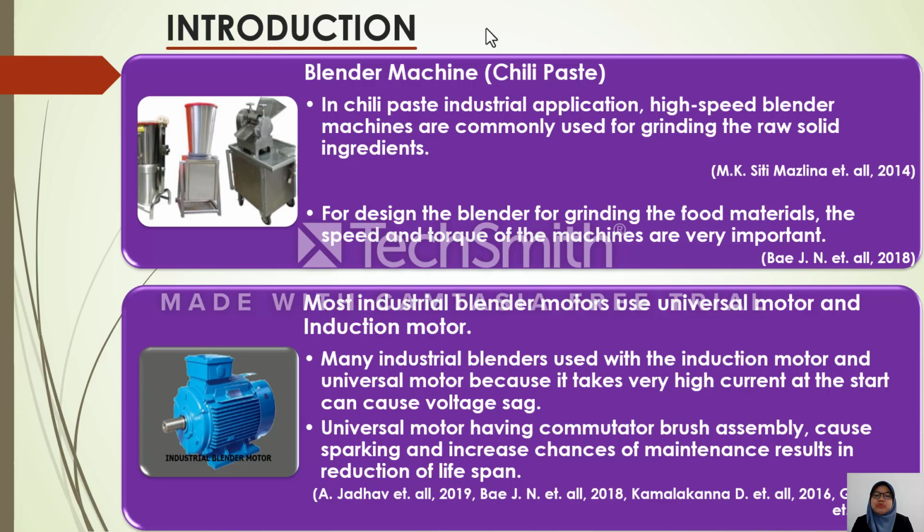Most industrial blender motors use universal motors and induction motors. Many industrial blenders use induction motors and universal motors, but an induction motor takes very high current at the start, which can cause voltage sagging. A universal motor has a commutator brush assembly that causes sparking and increased chance of maintenance, resulting in reduction of lifespan.